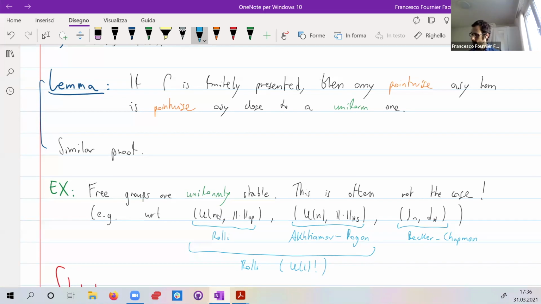Then Becker and Chapman, who are in the audience, I think, proved that if a group has finite quotients of unbounded cardinality, then it's not uniformly stable with respect to Sn. Just to say that for free groups, uniform stability is not something that is very common, and in this case, it always is.